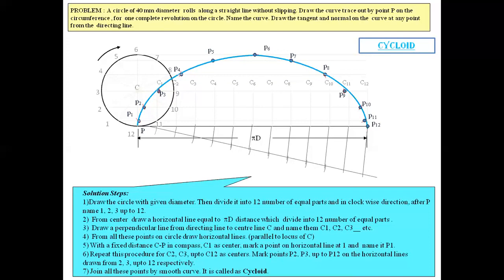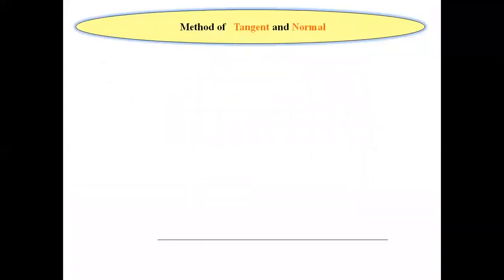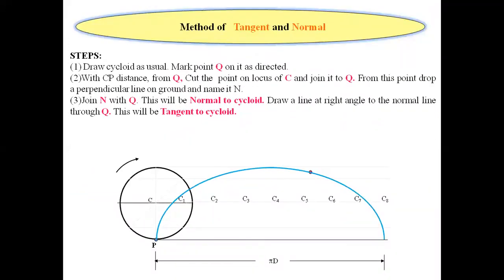But here they give any point from the directing line. Then we take one point Q on the directing line. From the point Q, take the radius CP on the compass, and from the center point Q, mark an arc on the center line like this, and join the arc drawn on the center line with the point Q.